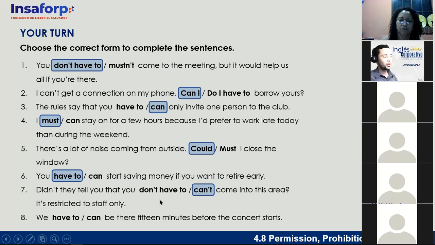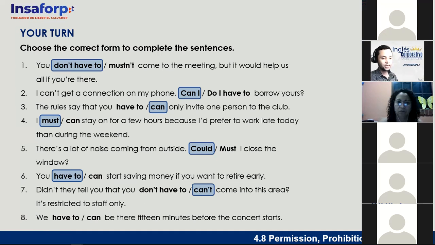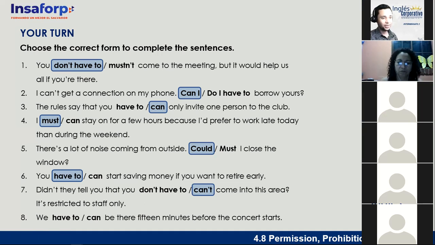And the last one, we have to or we can be there 15 minutes before the concert starts. Have to. Jessica says, well, Jessica was raising her hand. Can. I heard two answers there. One was have to and the other can. Which will it be? Have to, yes. Let's see. We have to be there 15 minutes before the concert starts. If not, there isn't even a seat.